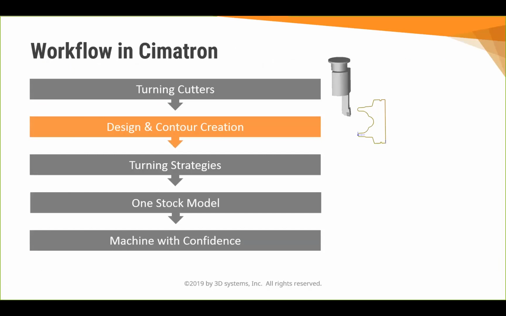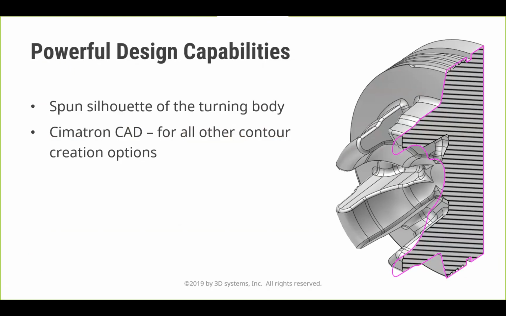Our next step is designing the contour and the geometry. So we have powerful design capabilities for creating the span silhouette of the turning body, as well as all other CAD capabilities for efficient contour creation, for using it in the turning procedure.